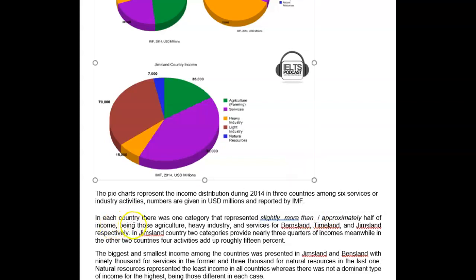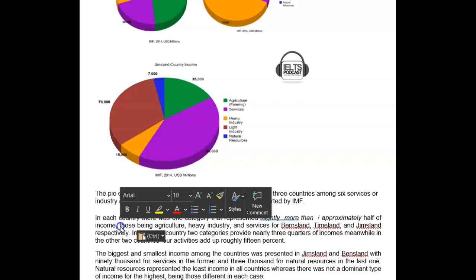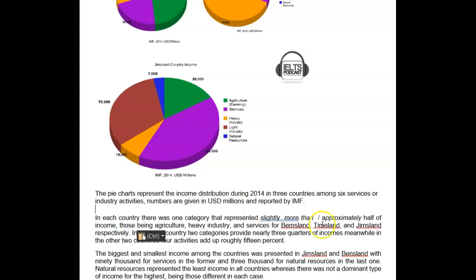Of income being those being. So the those, because that's your subject, needs to come here. Those being agriculture, yeah, very nice start. In Jim's land, country, comma, two categories provided. Now, because you're 2014, go past tense here.